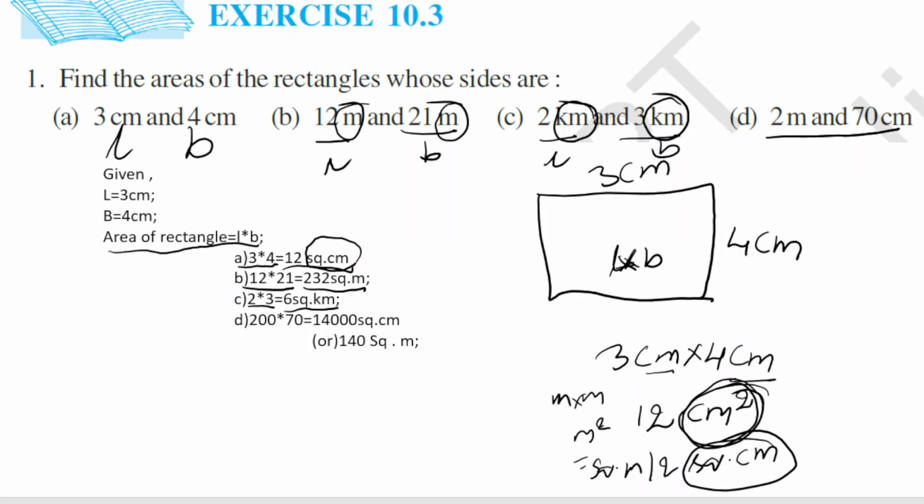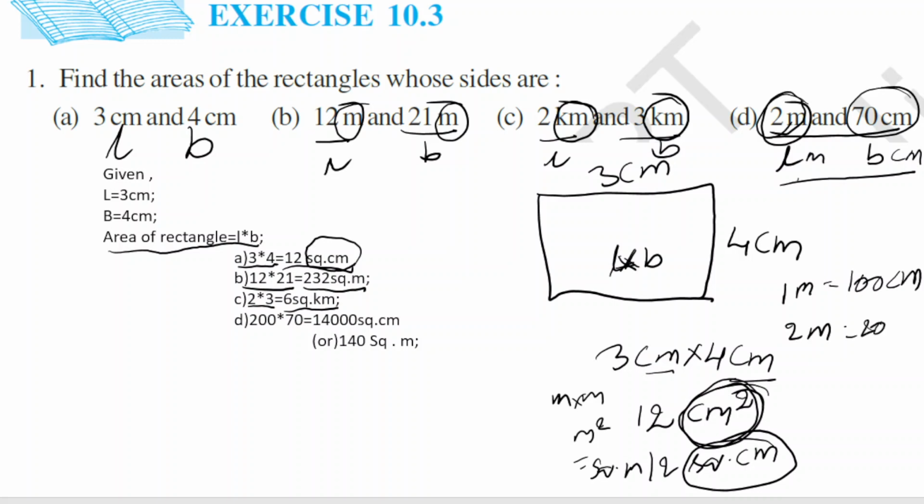And children, coming to here, the length is given as 2 meters and breadth is given as 70 centimeters. Here these length and breadth are in different units. Let's convert this into either meters or centimeters. Both length and breadth should be in the same units. So this 2 meters we are converting into centimeters. Children, you know that 1 meter is equal to 100 centimeters and 2 meters is equal to 200 centimeters.